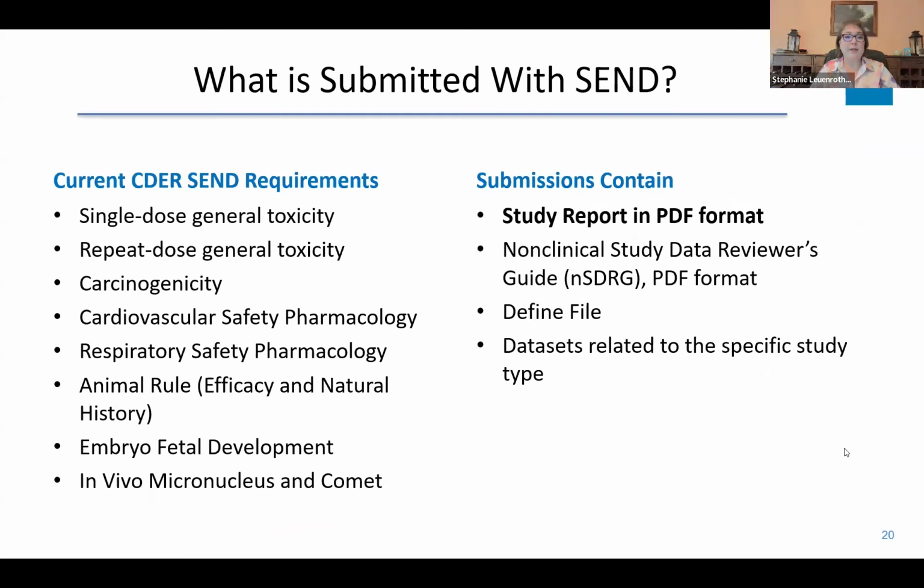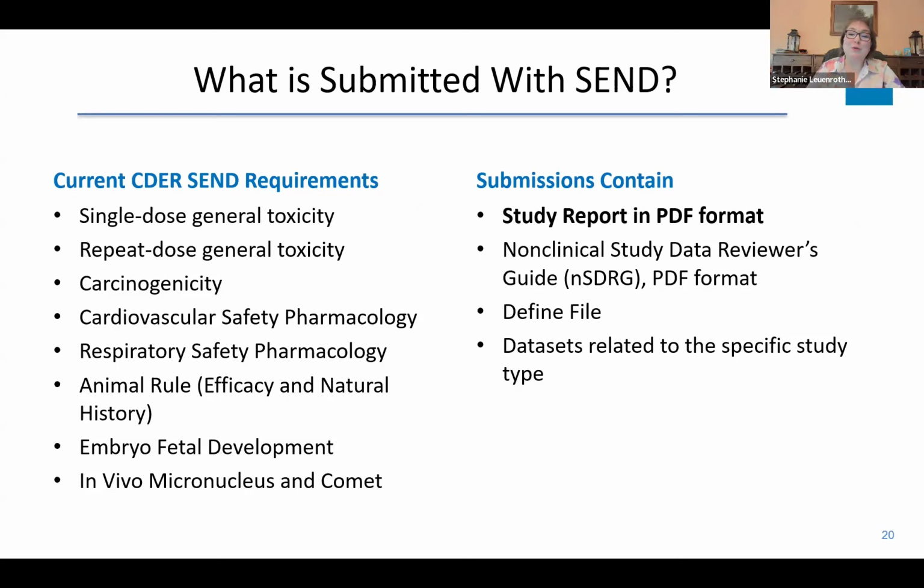So aside from SEND data sets, I've included on the left-hand side what the current CDER SEND requirements are. But in addition to SEND, there's a lot of other things that's submitted. It all begins with that study report. We still require that PDF study report because there may be information in that study report that is not in SEND because it's not modeled. So if you have an endpoint, for example, anti-drug antibodies, that is not yet modeled in SEND, it would be in the study report, but it would not be in the SEND data set.